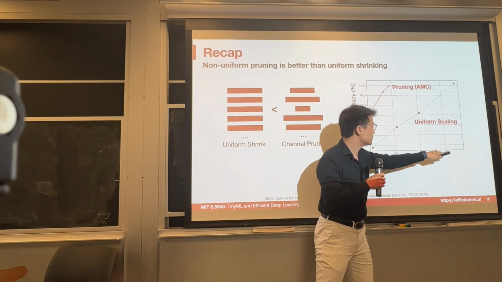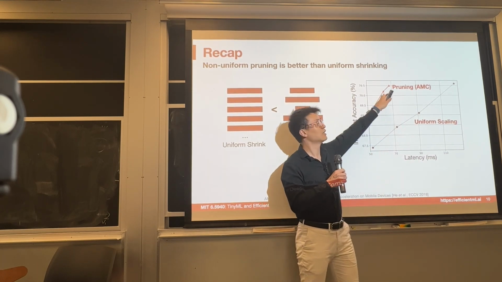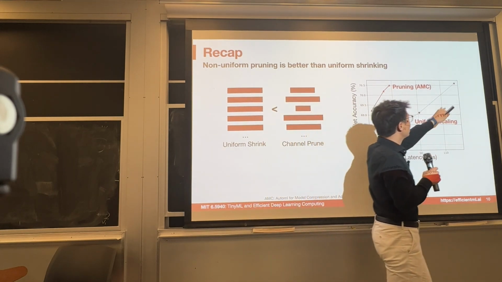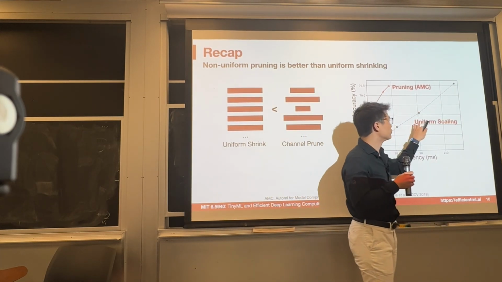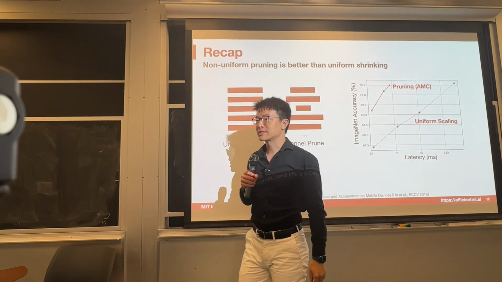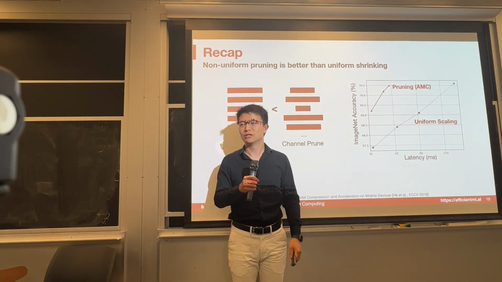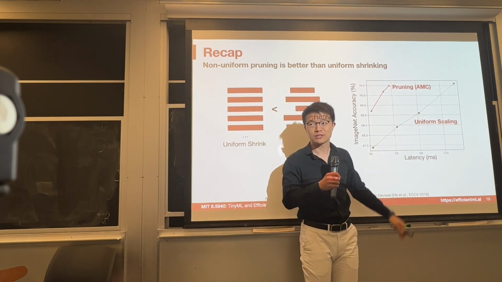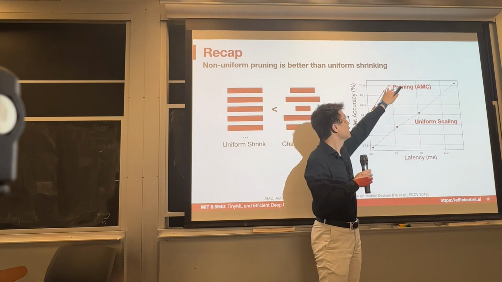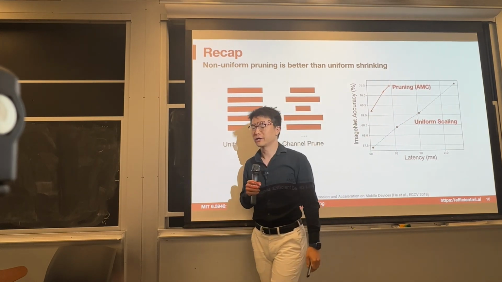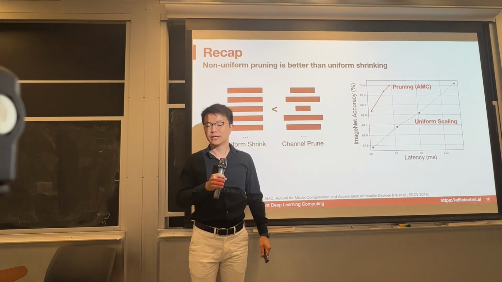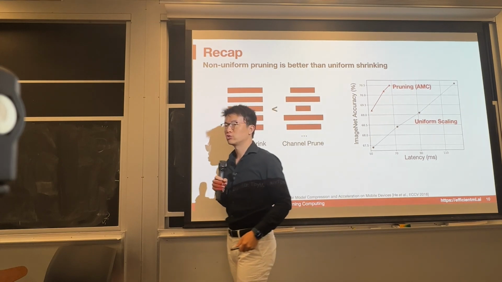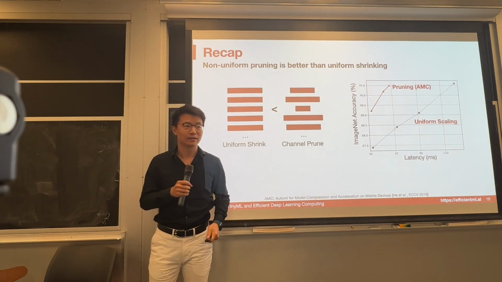We can imagine the lower the latency, also the lower the accuracy. That's as expected. We start with the full network, which is right here. If we uniformly scale down the channels of each layer, we can see it gets faster, lower latency, but the accuracy also gets lower. But if we do it in a smarter way, smartly selecting different ratios for different layers, we can get a better trade-off curve between latency and accuracy.